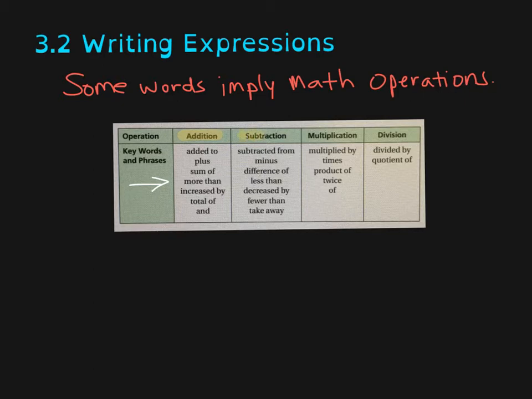Subtraction, we've got subtracted from, minus, difference of, less than, decreased by, fewer than, and take away. So some of those you might be familiar with. With multiplication, there is multiplied by, times, product of, twice, and the word of. And we talked about that in the last chapter, the word of. And then with division, you're looking at divided by or quotient of. There's not too many other ones that you will recognize with division.